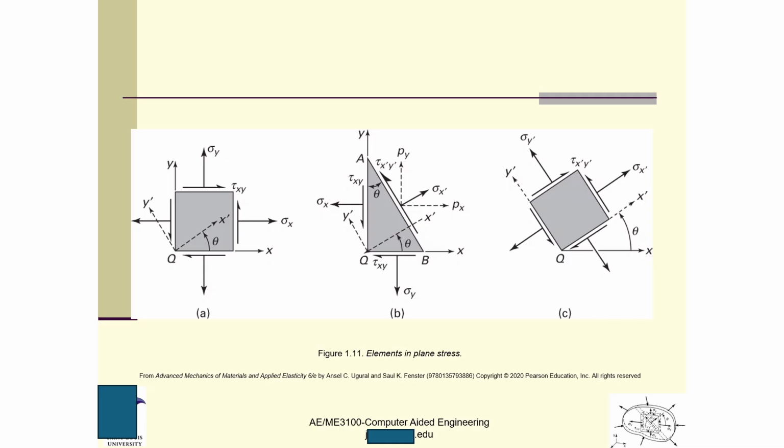Here this is a wedge, and we have x and y, and this is theta. This wedge is also in a state of equilibrium. Here are tau xy, sigma y, and sigma x. This is tau xy, and this one should be tau yx, but these two are the same, so we just use tau xy here.